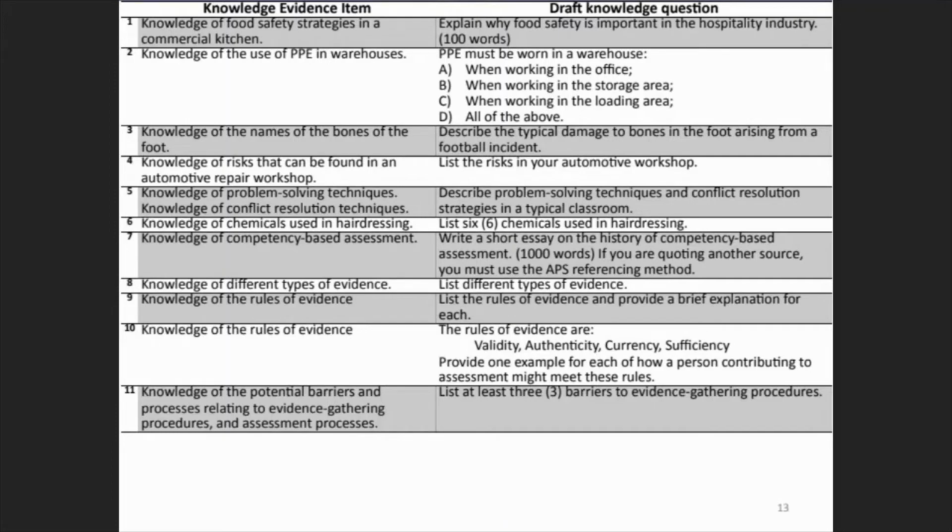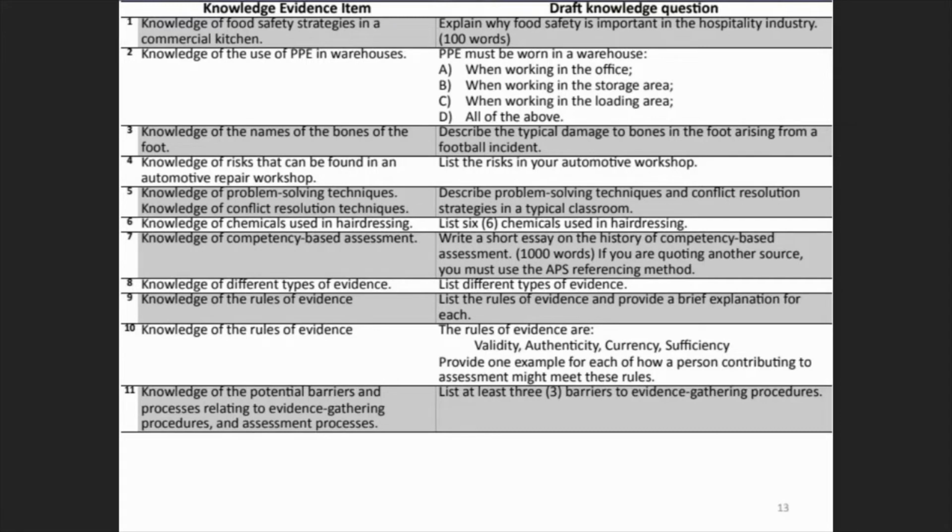Number nine looks okay, but the explanation of that is involved, it could well be the next AQF level. So knowledge of the rules of evidence, list the rules of evidence, as soon as we say, and provide a brief explanation for each, we've perhaps lifted it up. On the other hand, this is probably a certificate four unit, in which case an explanation would be legitimate. So you have to think about it. If it was a certificate three unit, then it might be enough just to know the names of the rules.